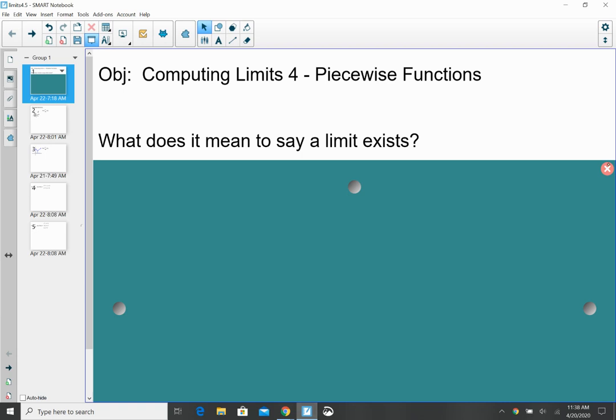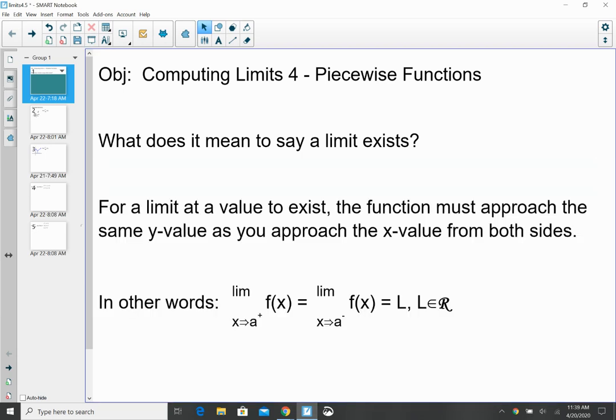Well, the answer to this question is for a limit at a value to exist, the function must approach the same y value as you approach the x value from both sides. So as you approach from the left and the right, they have to be getting to the same place.